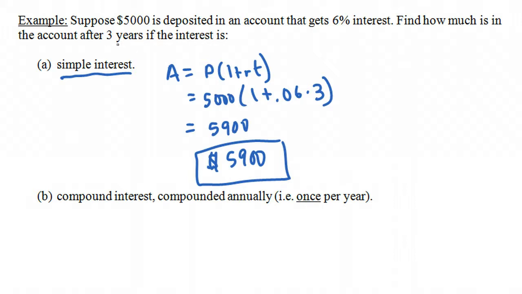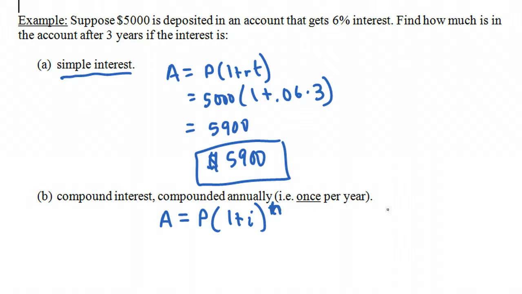Okay, but we're looking at a 3-year time span, simple interest, and compound interest where you just compound once per year. It's going to be different. In fact, let's look at the formula that we'd use. A is equal to P times 1 plus I to the N.